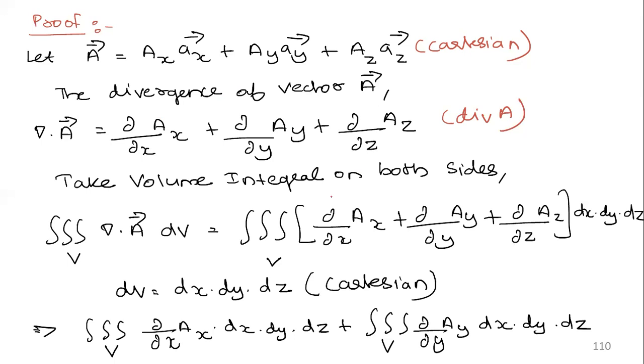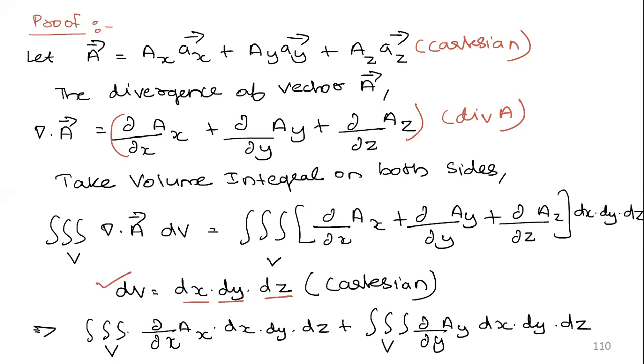We take the volume integral on both sides. The triple integral over V of del dot A dv is the triple integral over V of dou by dou x of ax plus dou by dou y of ay and so on, this complete term, into dv. In Cartesian coordinates, the volume element is dx dy dz. Do you remember studying this in our very first, second or third class? That's why we wrote dx dy dz. Then we multiply each term by dx dy dz.